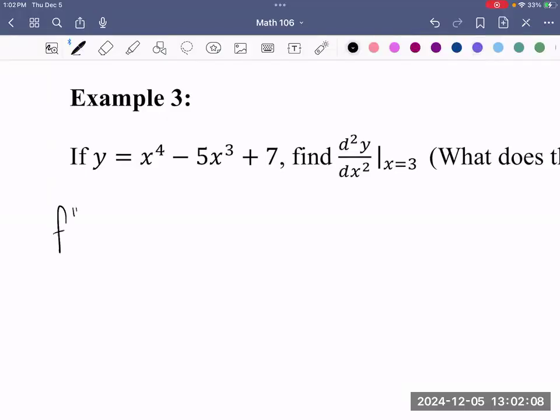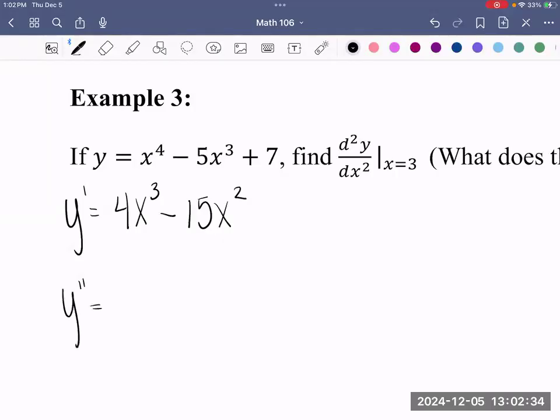We're looking for the second derivative of y. Sorry, your first derivative of y is 4x cubed minus 15x squared, and then that 7 drops off. Now your second derivative should be 12x squared minus 30x.